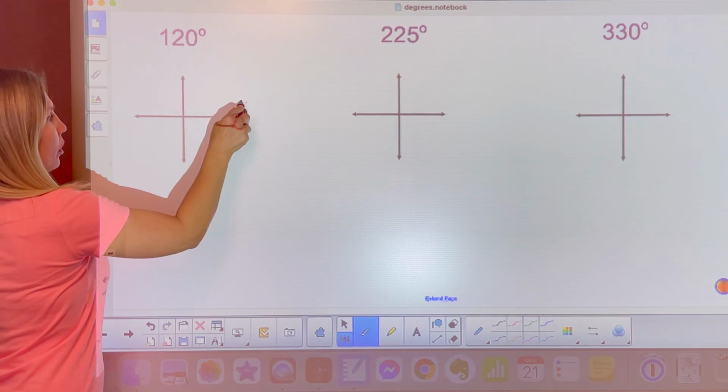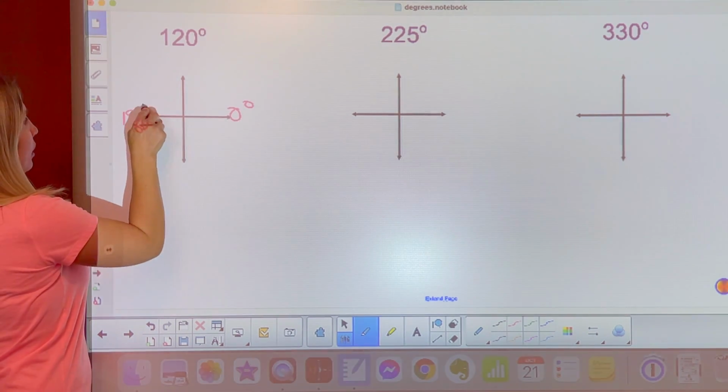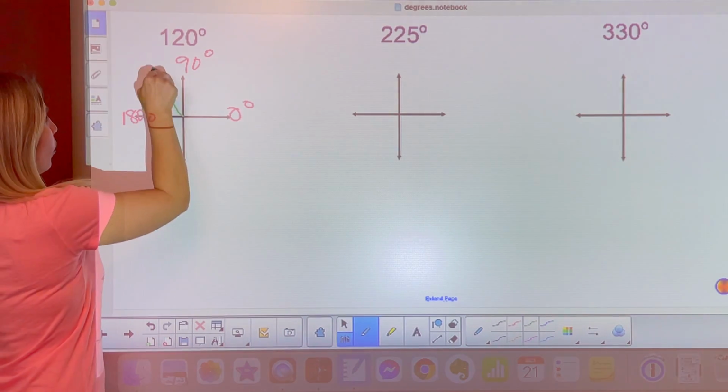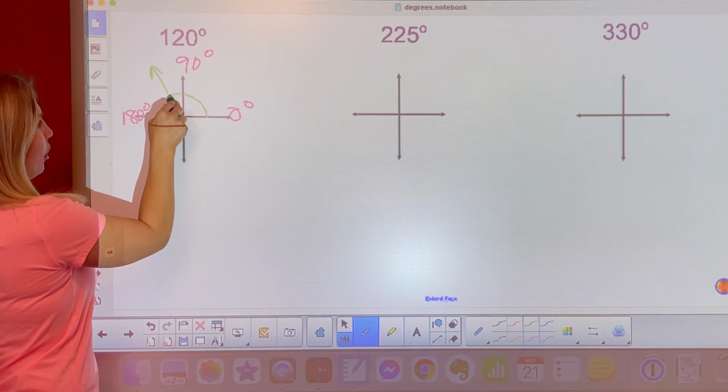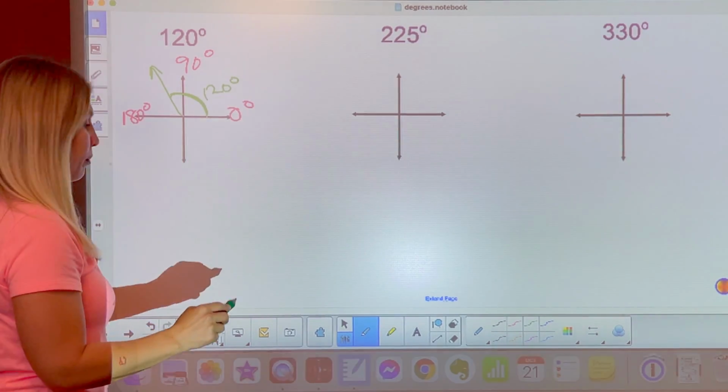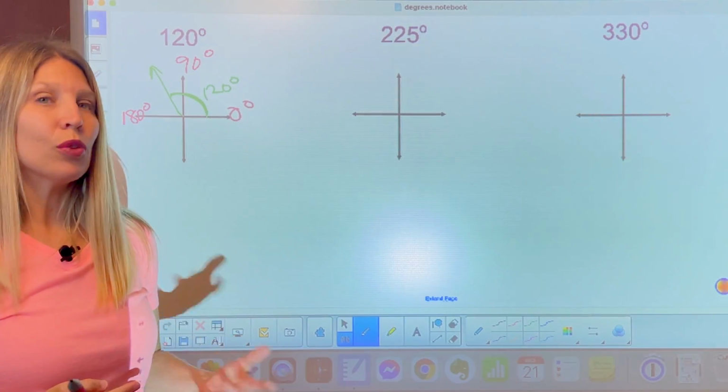Again, we know this is our 0. This is our 180 degrees. And this is our 90 degrees. So again, 120 is going to be more up this way, and your arc is this arc starting on the x-axis. So that's 120 degrees. Now let's look at these next two.